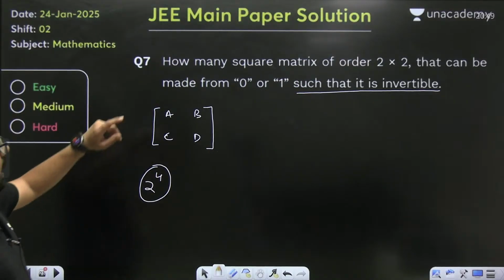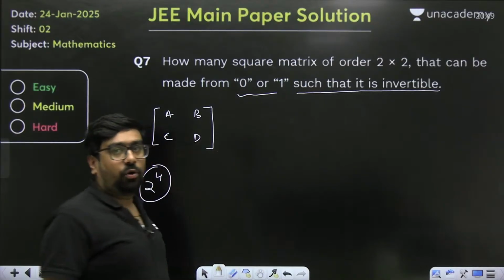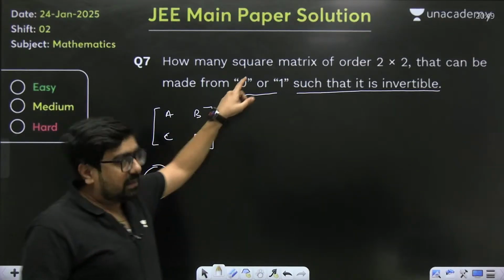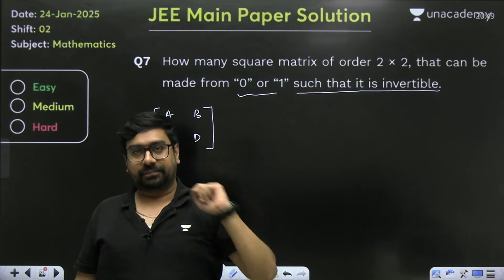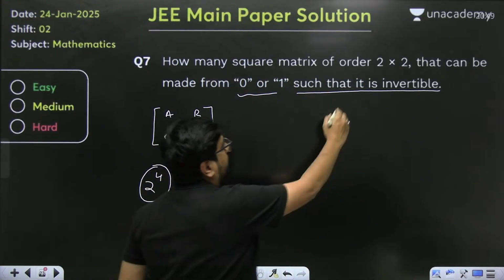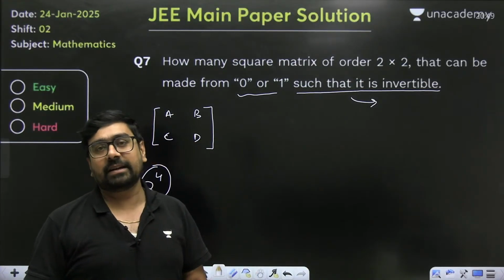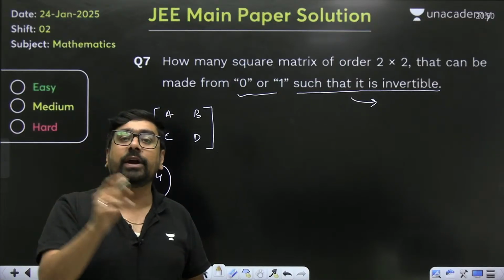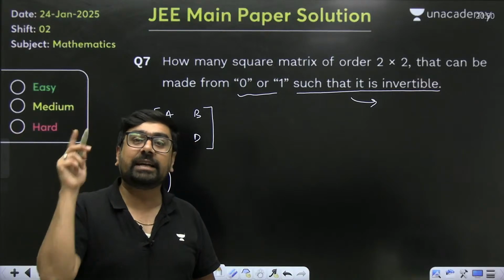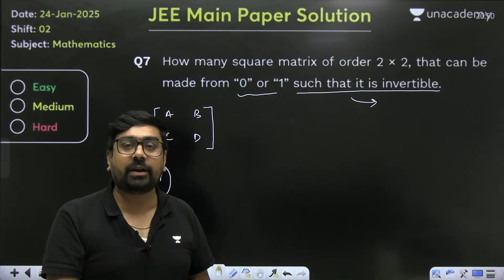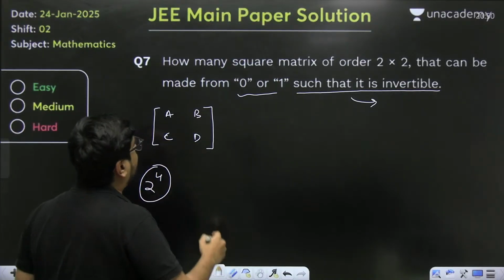Now, that can be made from 0 or 1. Our matrix should only have 0 or 1. One more condition, third condition, such that it is invertible. Everything was there in this line only, such that it is invertible. So, you have to know the basic definition of invertible. A inverse is adjoint upon determinant of A. And there we also say that determinant of A cannot be 0. If determinant of A is 0, then A cannot be an invertible matrix. So, determinant cannot be 0.